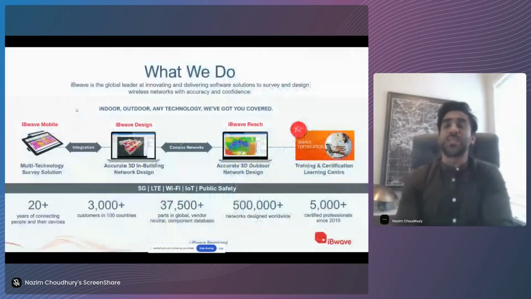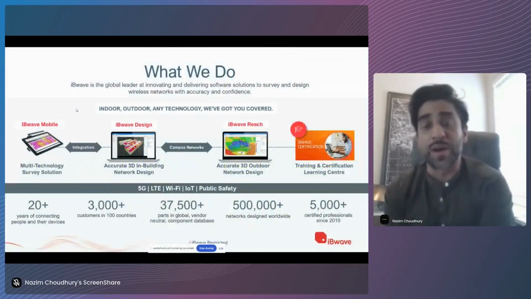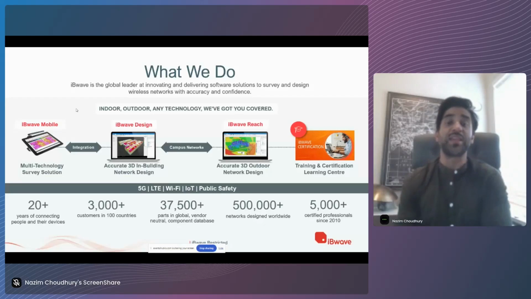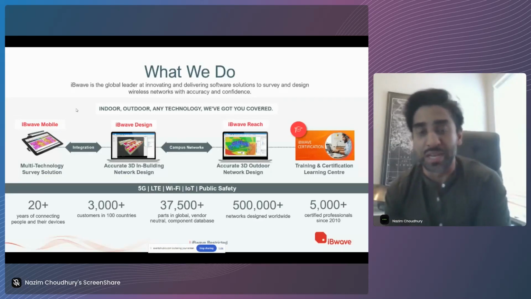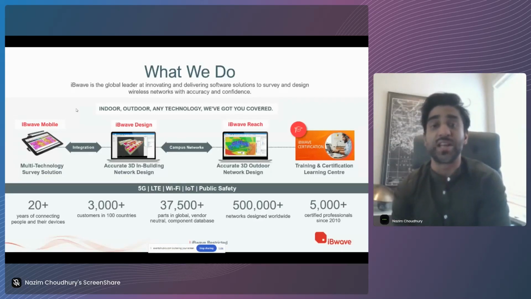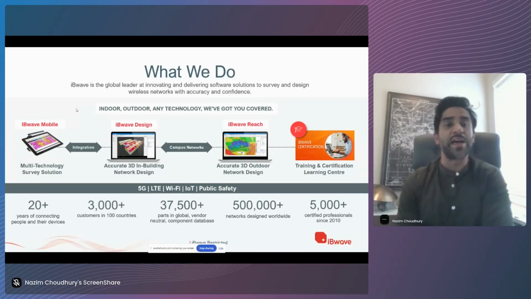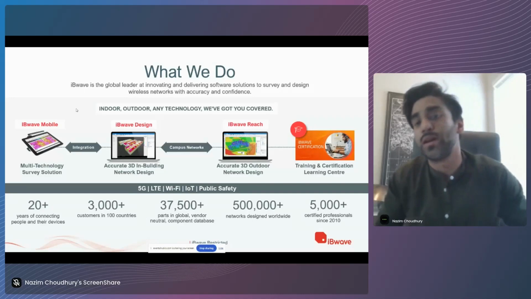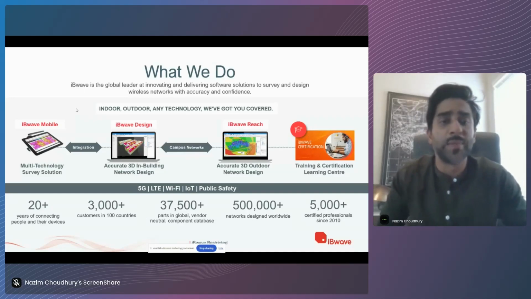Before jumping into it, I just want to give a quick introduction about IBwave and essentially where I'm coming from. First of all, I'd like to thank everyone for having me here. Personally, I am an avid believer in digital twin technology. I believe it's essential, and I believe in technology going forward, how relevant it is, especially when it comes to wireless networks and the way wireless networks are revolving today.